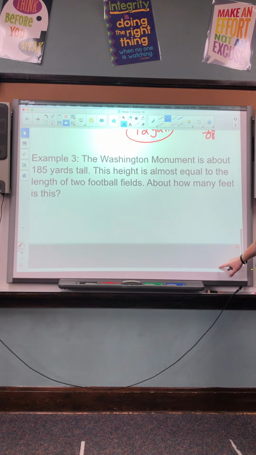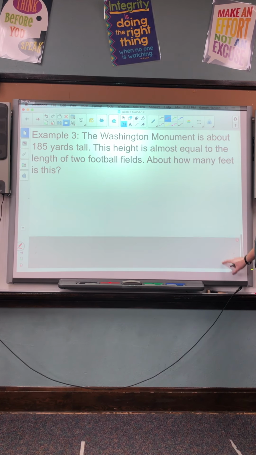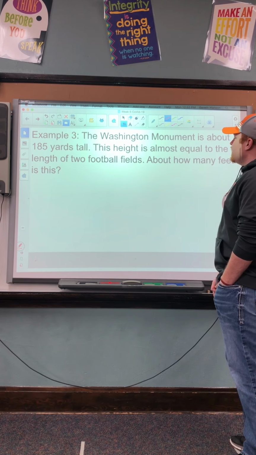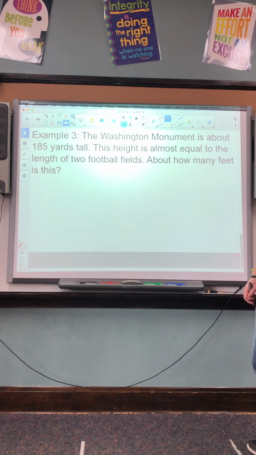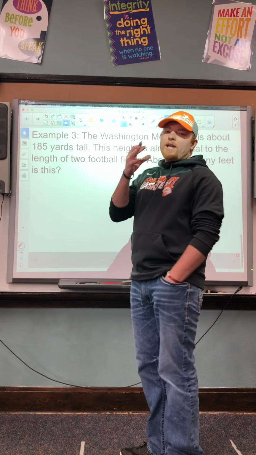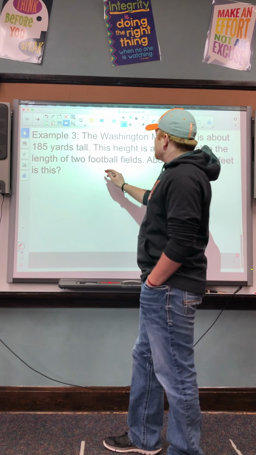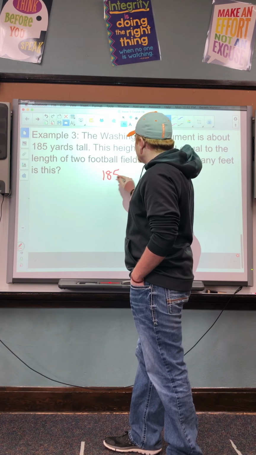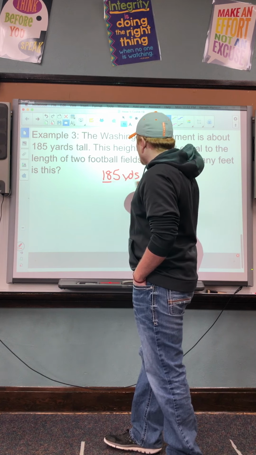Last example here. Okay, the Washington Monument is about 185 yards tall. This height is almost equal to the length of 2 football fields. About how many feet is this, okay? So we're transferring yards to feet. So we have 185 yards, and we don't know how many feet.